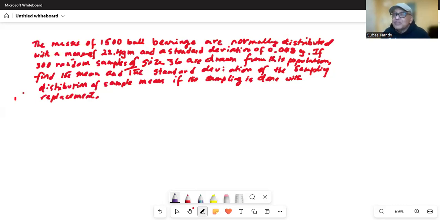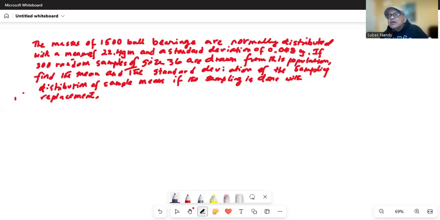I know it sounds a little difficult, but let me explain what's going on. So you have 1500 ball bearings and their weights are normally distributed, meaning bell-shaped distribution. And from this population of 1500 ball bearings, you are drawing 300 samples of size 36 each. So here the sampling is done with replacement. What does it mean? It may sound weird to you, but with replacement, think about it.